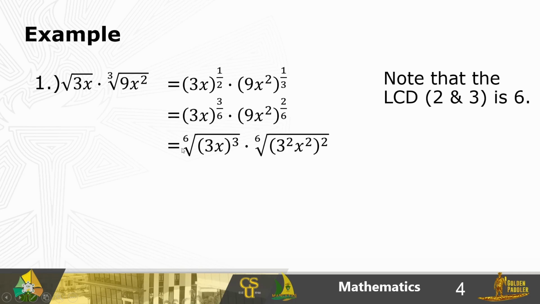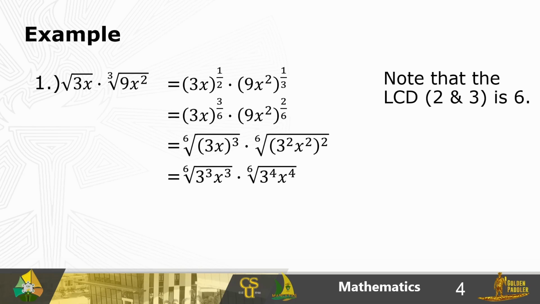Now our problem here is we have to simplify this part. So we have 3 to the cube, and x to the cube, then 3 squared squared is 3 to the 4th, and x squared squared is x to the 4th, by the laws of exponent.